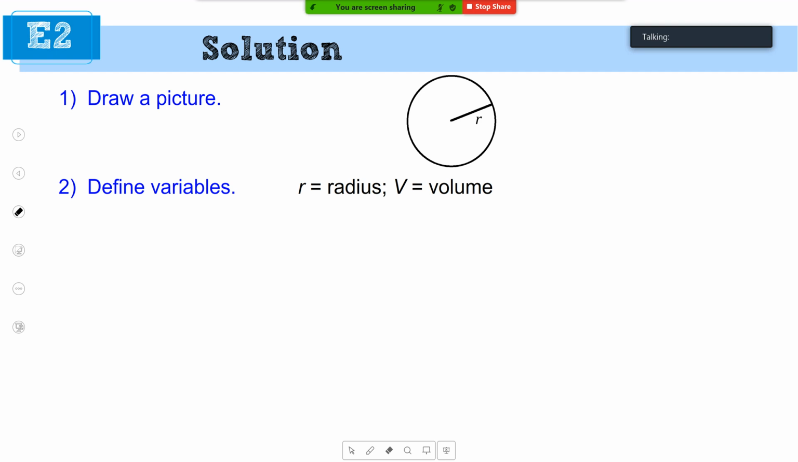Number 2, define the variables. Don't assume that the person reading your problem knows that r is the radius and V is the volume. Write it down for them.